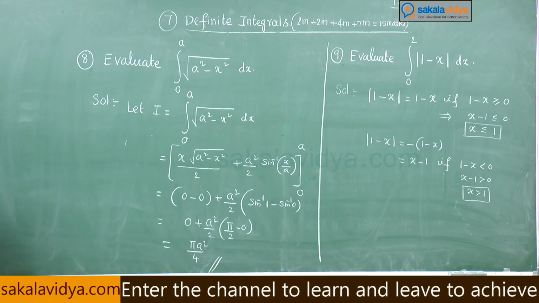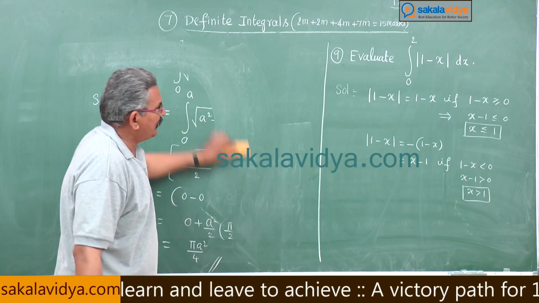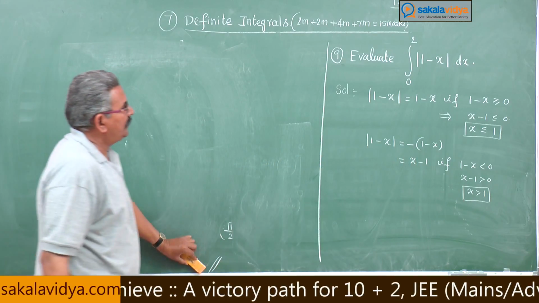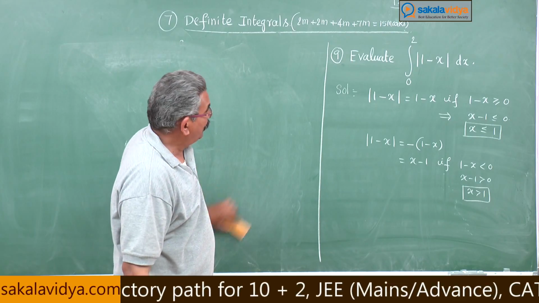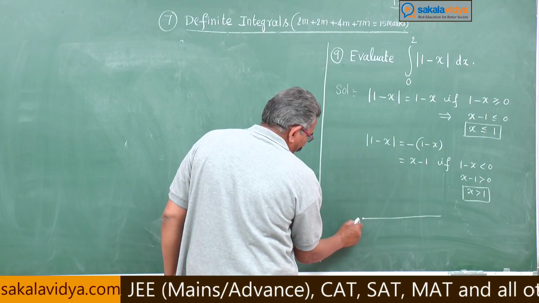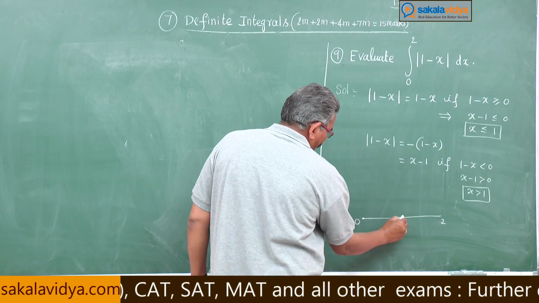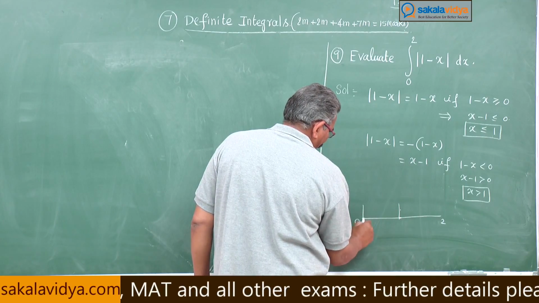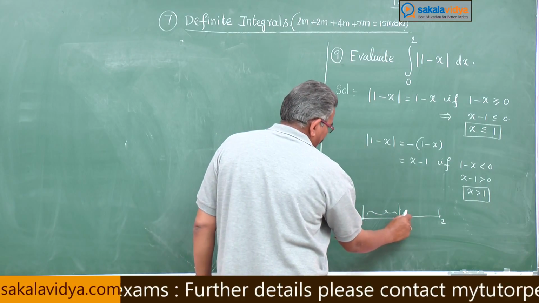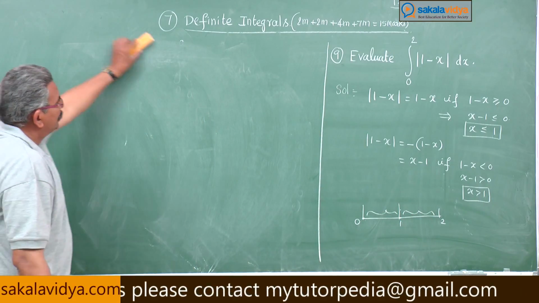So, now we can break the interval. How do we have to break it? One side is greater than 1, the other less than 1. In between 0 to 2, how can you break? If you take this as 0, this as 2, and this point as 1, this is one interval, and this is the other interval. We have to break the interval like this.